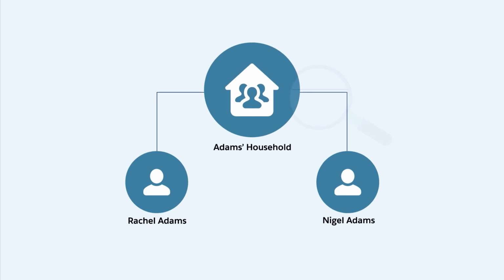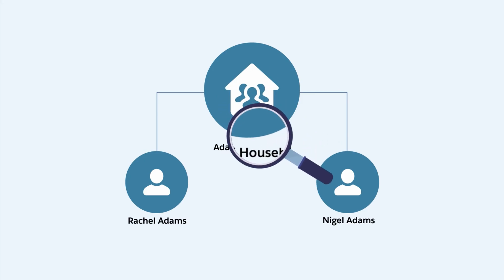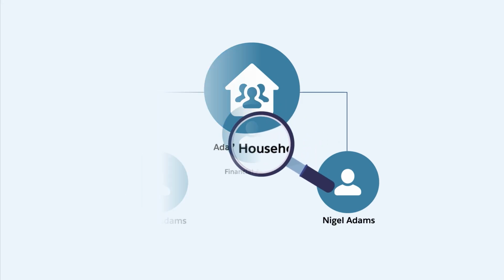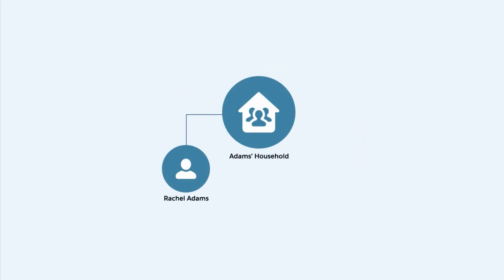For example, create a group to represent a household that helps relationship managers to provide financial planning and advisory services. By grouping household members together, financial advisors can provide customized financial plans for the household members and set financial goals that reflect the collective needs and aspirations of all household members, such as retirement planning, education funding, insurance planning, and property purchases. Let us consider Rachel Adams's household.